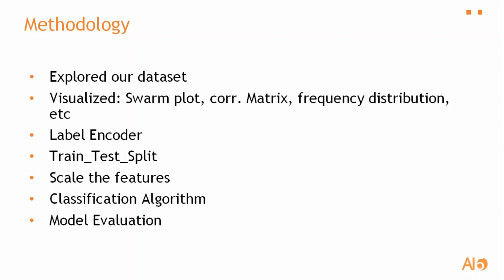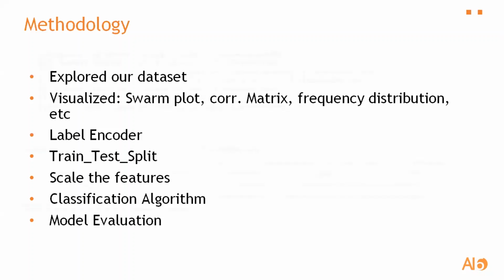Then we did the train test split. The train test split was to split our data sets into a train data set and a test data set. Then we scaled the features. We used the standard scaler to scale the features so that all the features have the same mean of 0 and standard deviation of 1, more like to make them balanced so that we avoid bias in our algorithm. Then we used the classification algorithms. That's we used different machine learning classification algorithms like the random forest and the logistic regression.